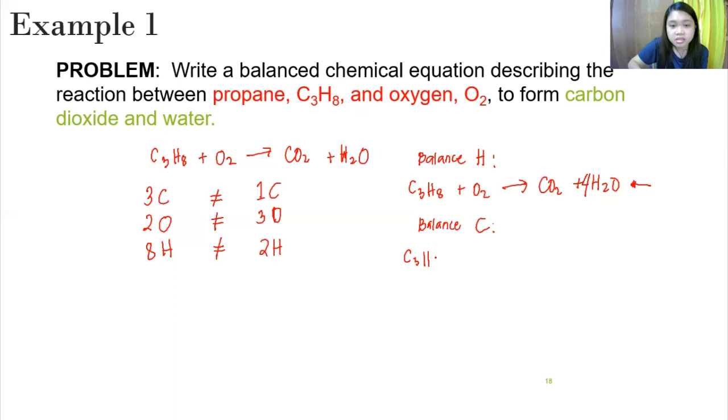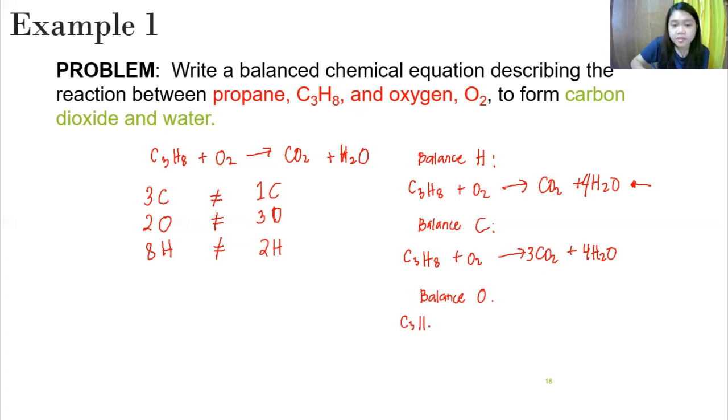So using the above equation, we know that in carbon, we have 3 on the reactant side due to propane, and then we also have 1 here from CO2. So we need to add here the stoichiometric coefficient of 3, right, to balance the number of carbon atoms. And it should be written here in CO2 since this is the only chemical species that has carbon in the product side.